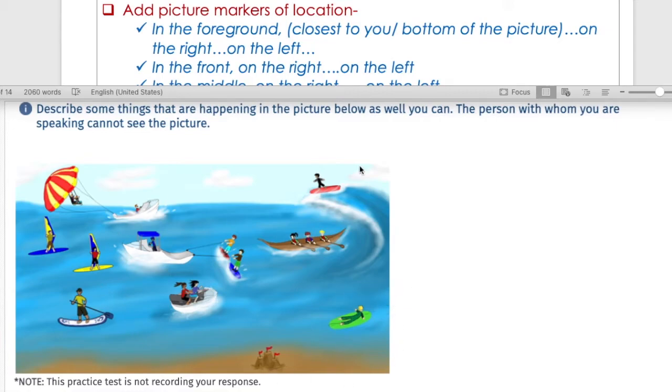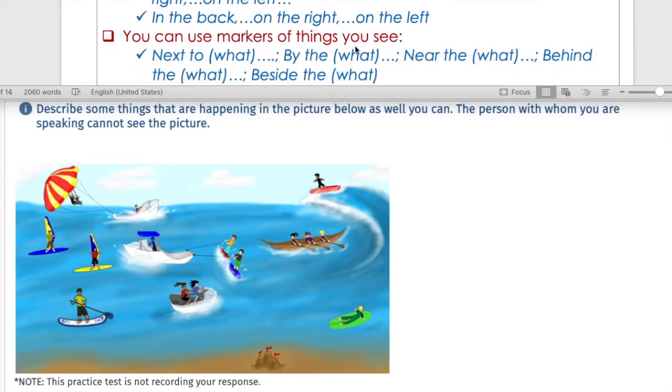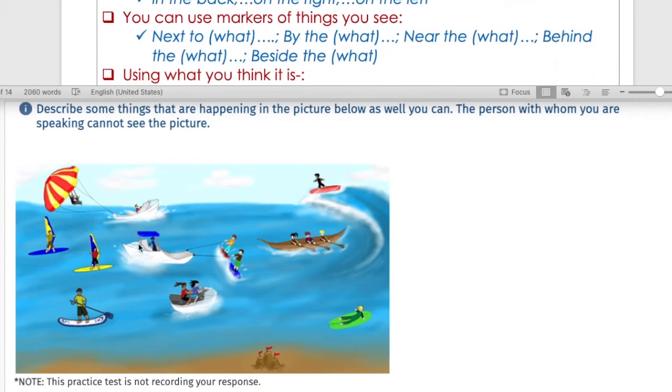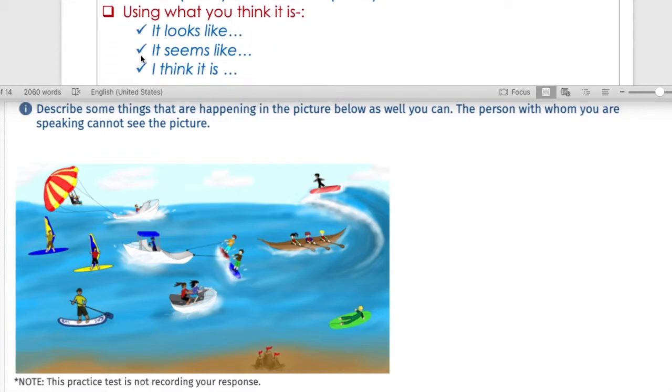Okay. Sometimes we can use next to, for example, next to the men water skiing, there are two other men sailing boards, okay? Or by the boat, okay? And also we can use it looks like.